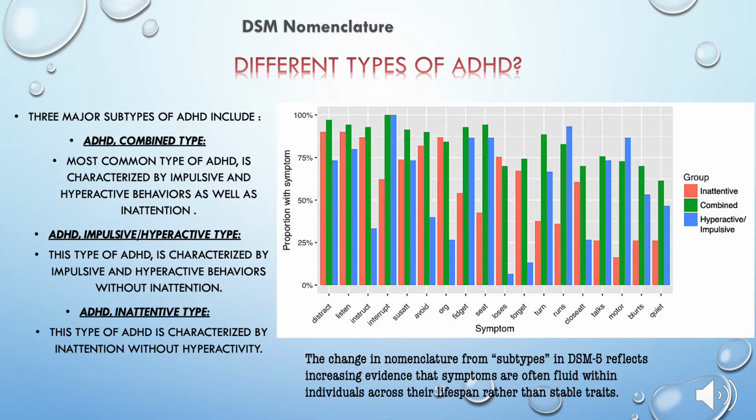Different types of ADHD. The 3 major subtypes of ADHD include combined type, which is the most common ADHD, characterized by impulsive and hyperactive behaviors as well as inattention. Second, we have impulsive and hyperactive type. This type of ADHD is characterized by impulsive and hyperactive behaviors without inattention. Third, inattentive type. This type of ADHD is characterized by inattention without hyperactivity. In the graph to the right, we can see that combined and hyperactive impulsive types are the most common.